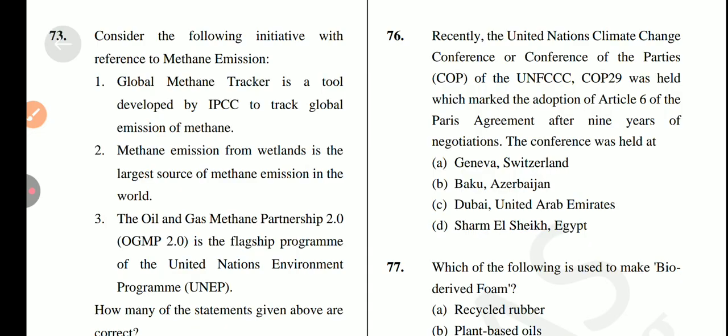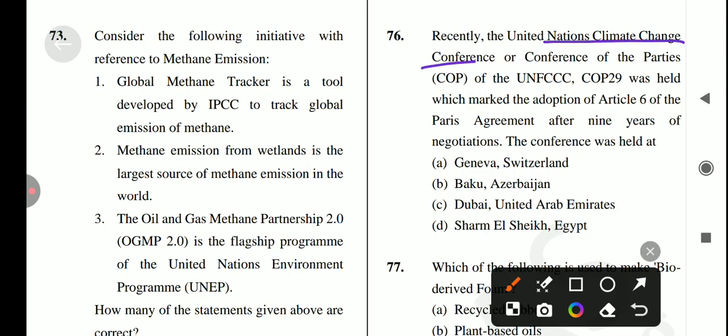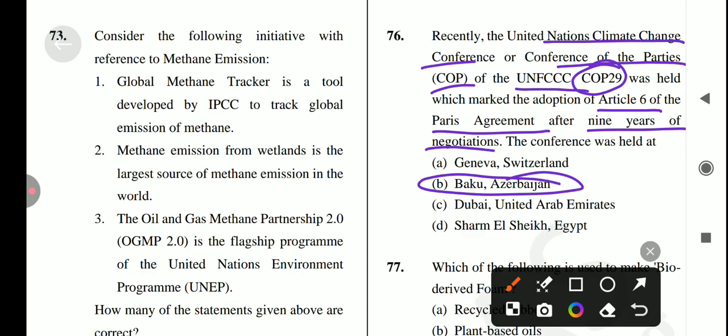Recently, the United Nations Climate Change Conference, or Conference of Parties (COP), of the UNFCCC, United Nations Framework Convention on Climate Change, COP29 was held in which marked the adoption of Article 6 of the Paris Agreement after 9 years of negotiation. Where was it held? It was held in Baku, Azerbaijan. So the answer is option B.